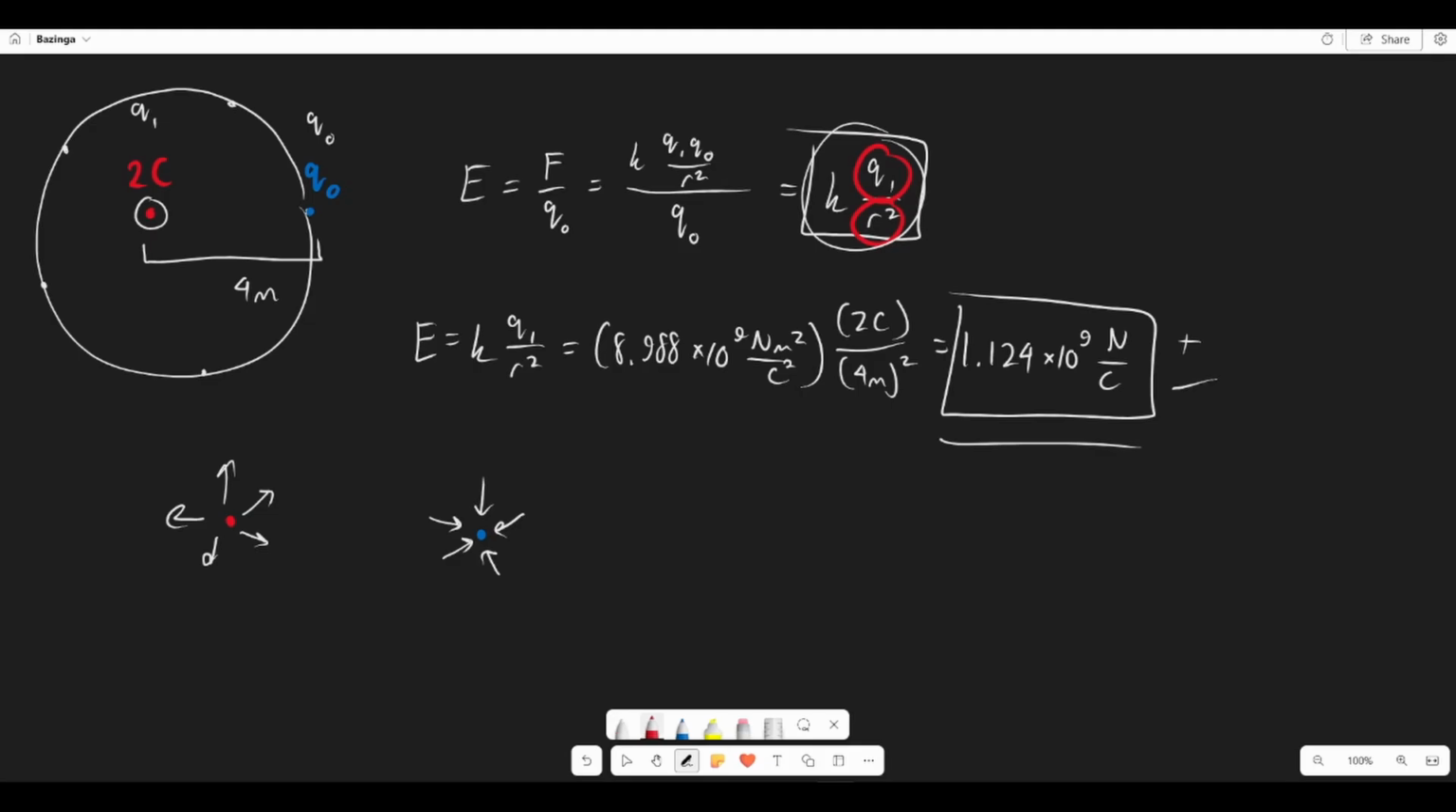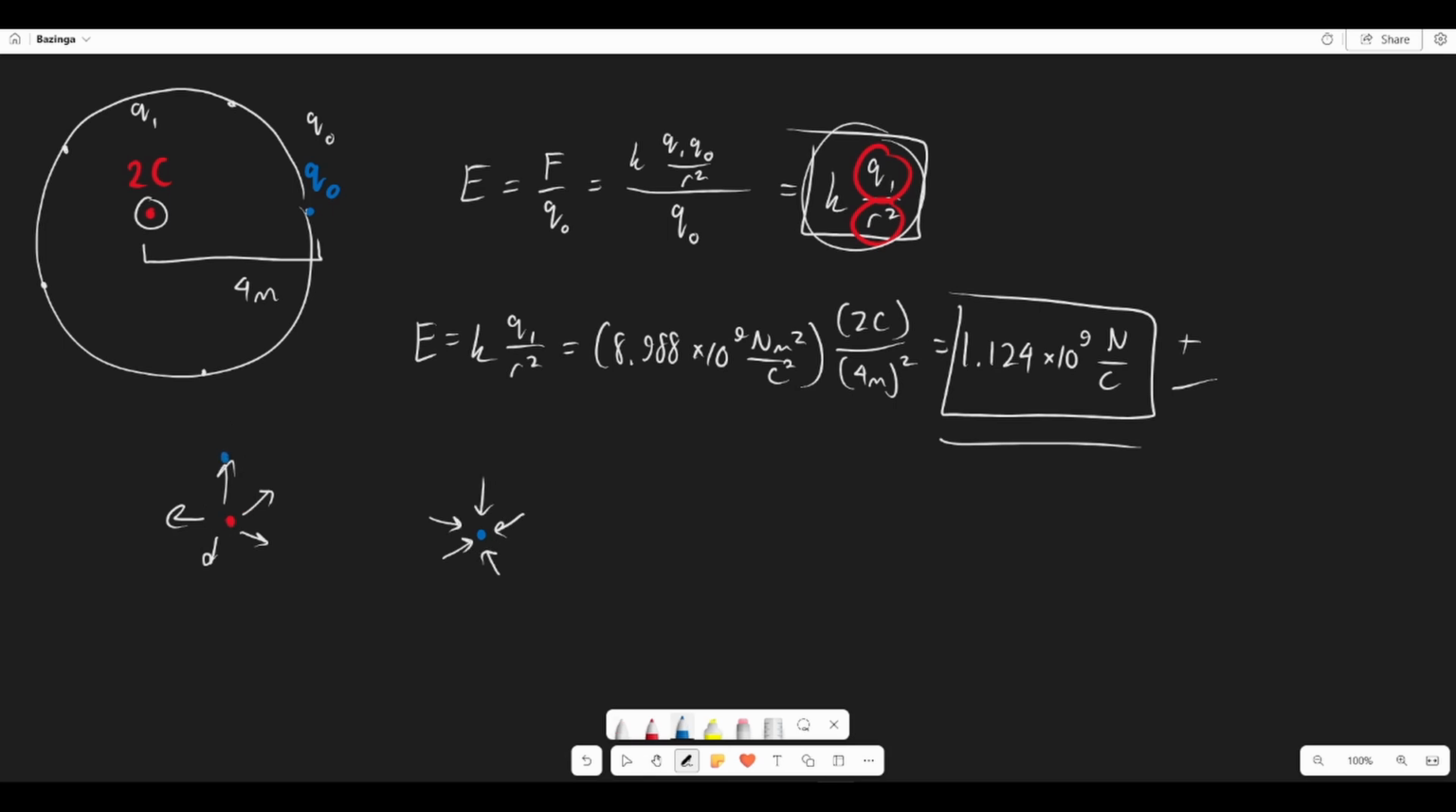When a positive charge is placed in an electric field, it will always follow the arrow. You can see in the first example, we have 2 positive charges, which means that they will repel, and this positive charge will follow the arrow. In this instance, the charges will attract, and you can see that the positive charge also follows that arrow.